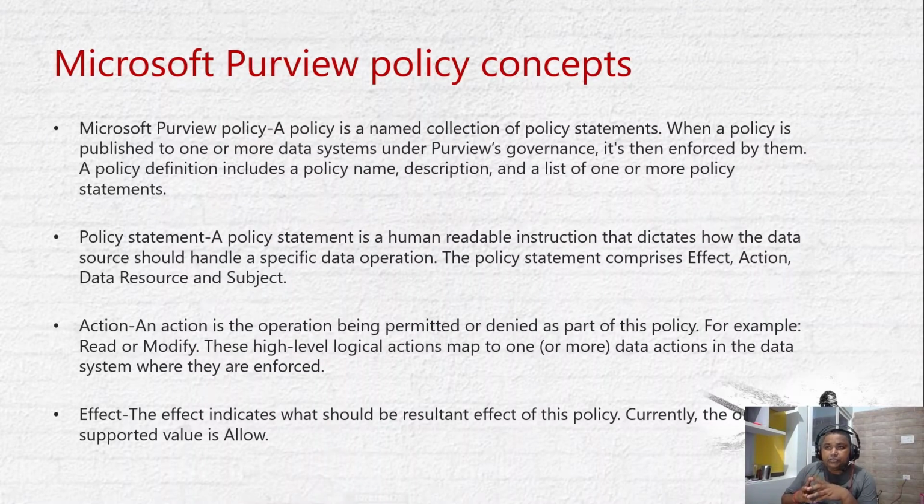If you see, a policy is a named collection of policy statements, right? And a policy statement is a human-readable instruction which we give, like allow this access to this group of people. The action is the operation being performed or denied as part of the policy, like a read operation, write operation, or modify operation. These are the actions which are either allowed or denied. Effect is the result of this policy, either allow or deny. Right now it is allow, because by default it is denied. Nobody has access to that storage itself, right? So effect currently only supports allow.